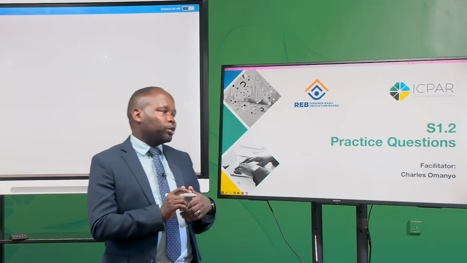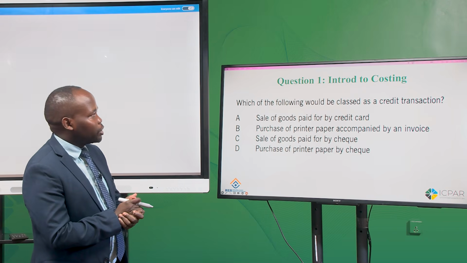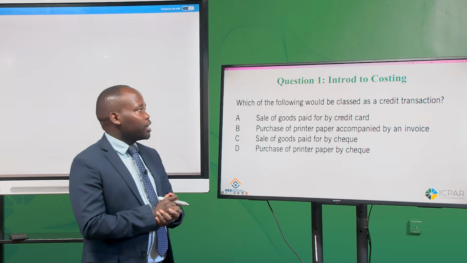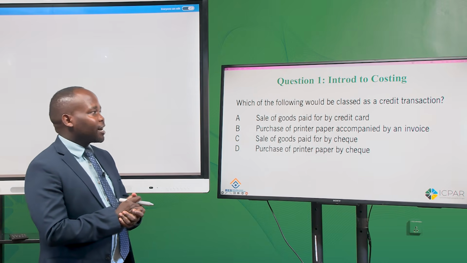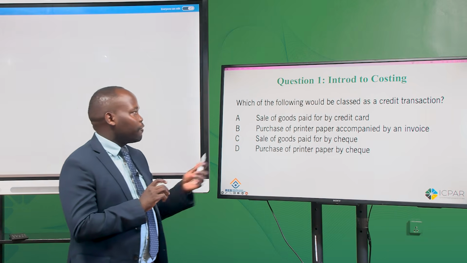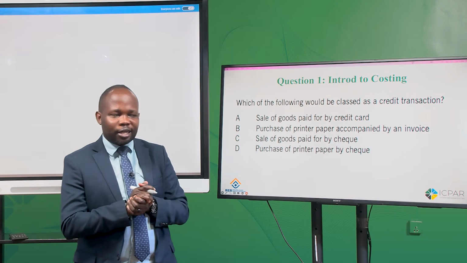To enable us wind up on this unit on principles of costing, we want to have a look at a few practice questions in each of the 6 topics. To start us off, we'll look at question number 1. Now, in question number 1, it's from chapter number 1. Which one of the following would be classed as a credit transaction?